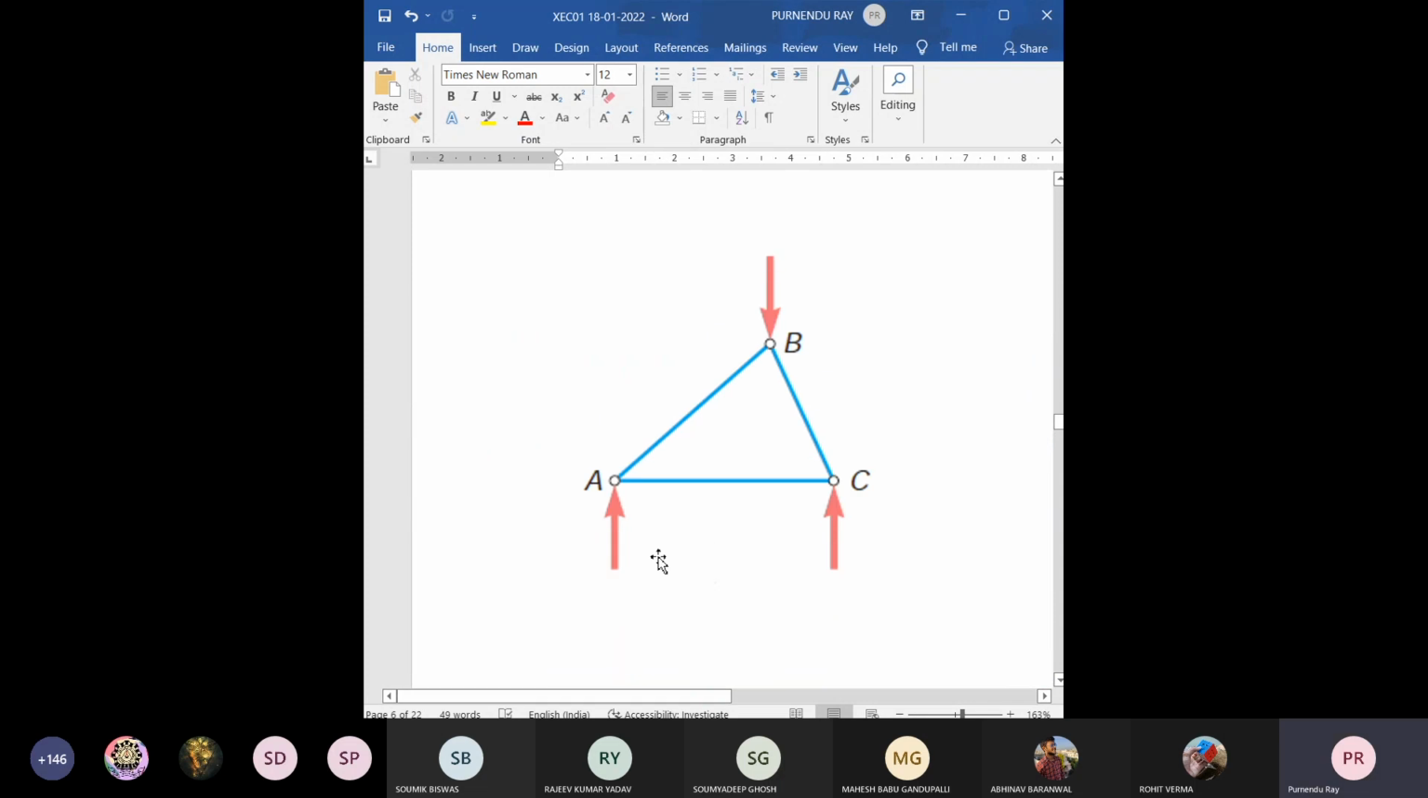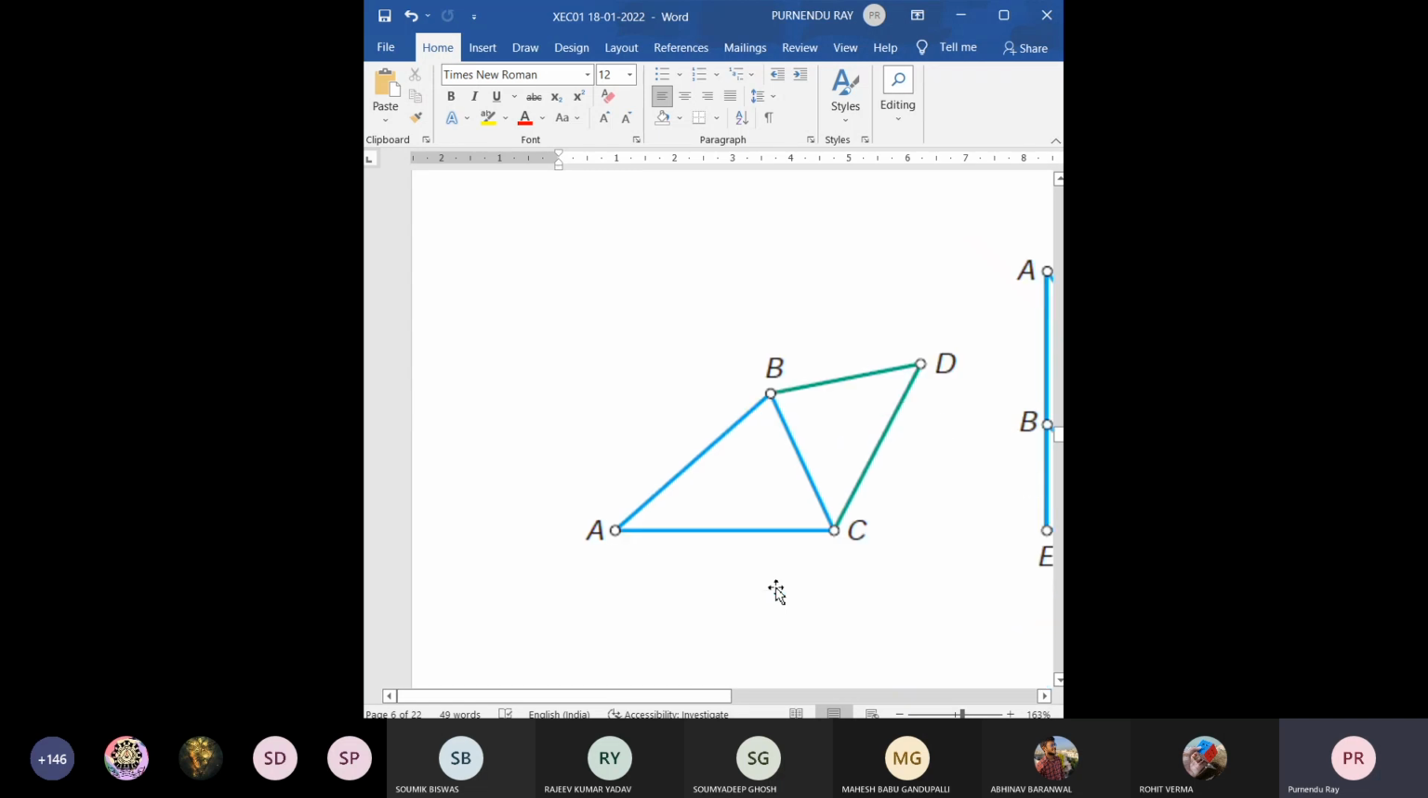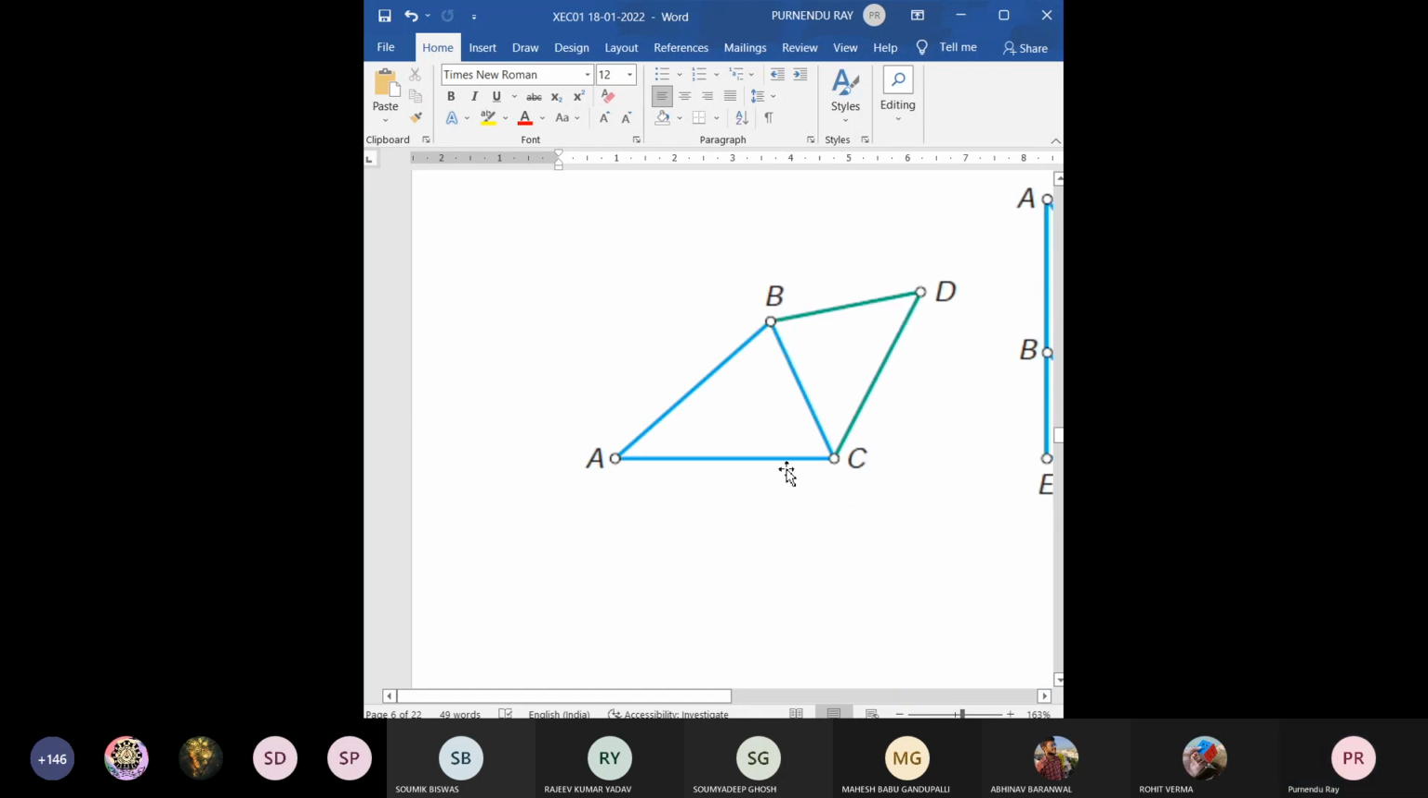Now, for this formation, the number of joints is indicated by small j and the number of members by small m. For the previous case, three is the j value and three is the m value. For this case, what about the number of members? Five. Number of joints? Four.